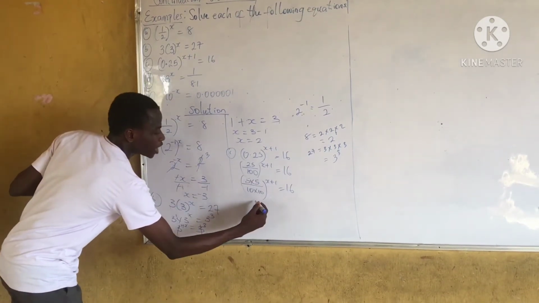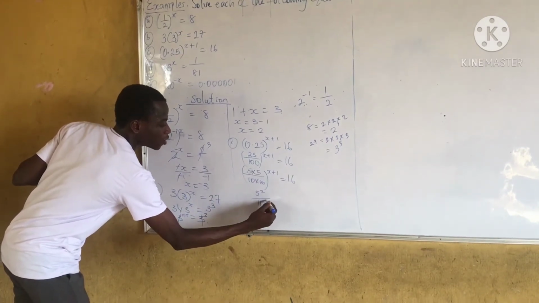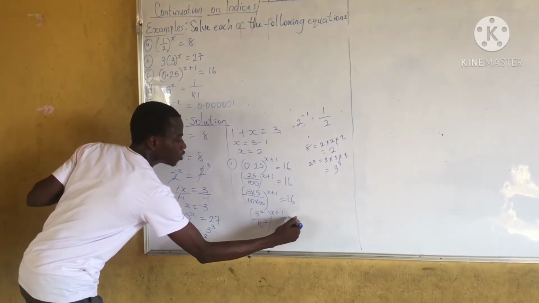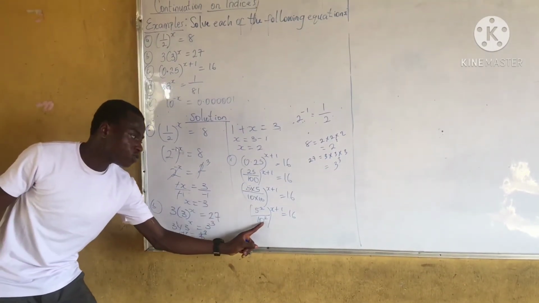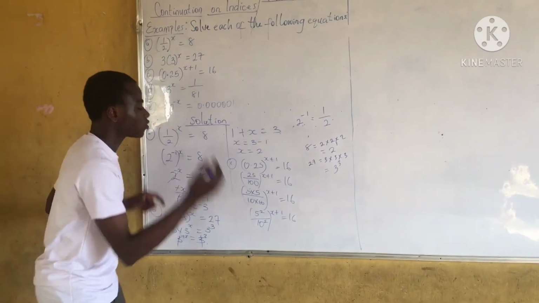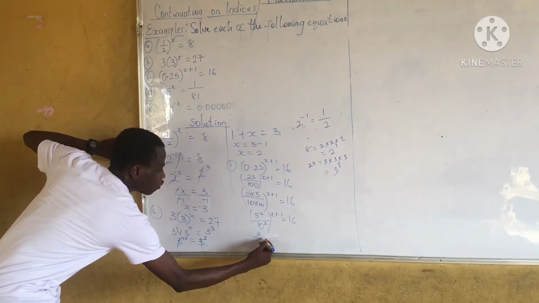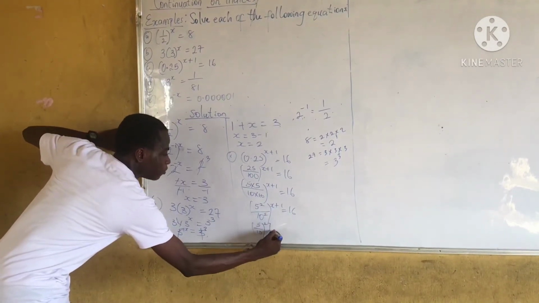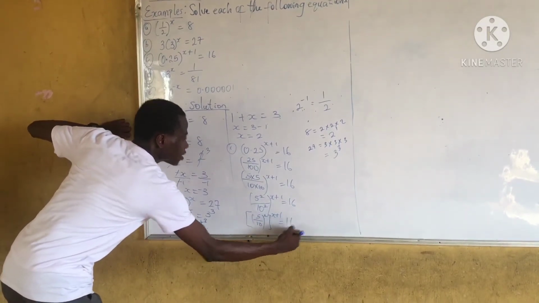5 times 5 implies 5 raised to power 2. 10 times 10 implies 10 raised to power 2. Then all raised to power x plus 1 equals 16. 2 is the power of 5 here, 2 is the power of 10 here. So you can bring it out and say, according to the law of indices, 5 over 10 all raised to power 2, then in brackets x plus 1 equals 16.